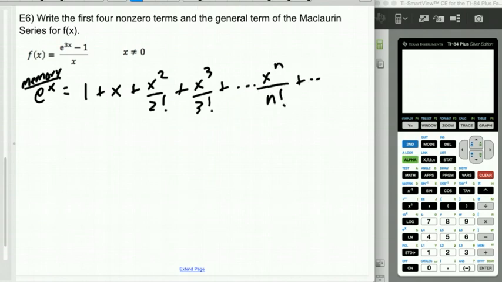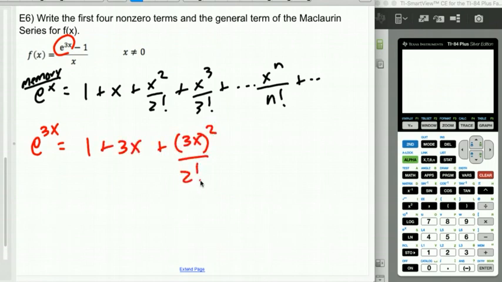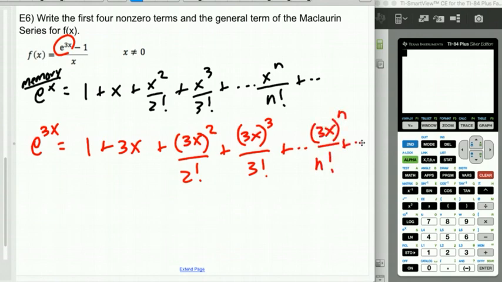Then I say, okay, cool, now I need an e to the 3x. Well, e to the 3x would be 1 plus, and this is going to be a 3x, and then this will be a 3x quantity squared over 2 factorial, and this is going to be a 3x quantity cubed. Anywhere there was an x, I plug in a 3x, all the way up to 3x to the n over n factorial. Okay, that's fine. So now you might say, okay, cool, but what do I do about the minus 1 and the over x?